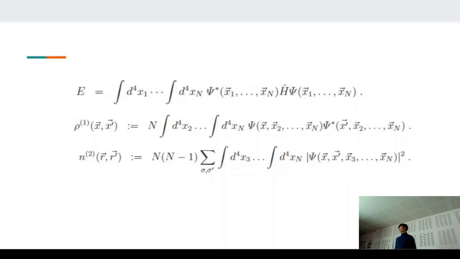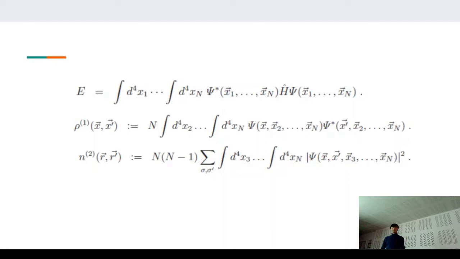Now, if you want to look at the energy, we do a summation. We do an integration over n particles. So since we have the d4x here, we have 2 to the n integration. So that's a lot of work to do.